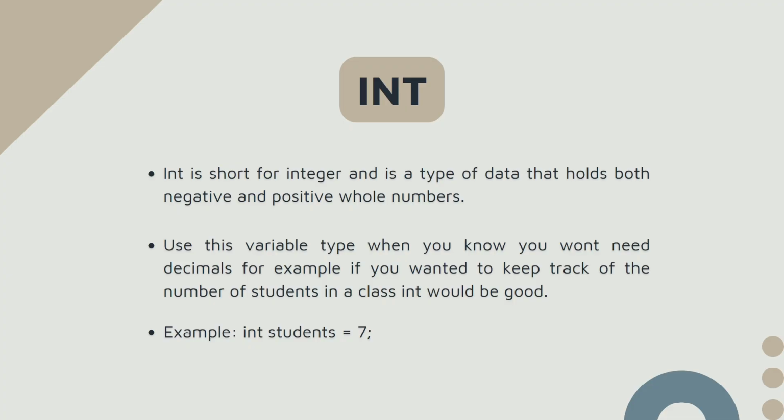Okay, so one of the first data types is int. Int is short for integer. We store positive and negative whole numbers. We use this variable type when you know you won't need any decimals. For example, if you wanted to keep track of the students in a class, you can't have any half students, so it would have to be all whole numbers, so int would work pretty well here. The example provided there: int students equals 7 with a semicolon.